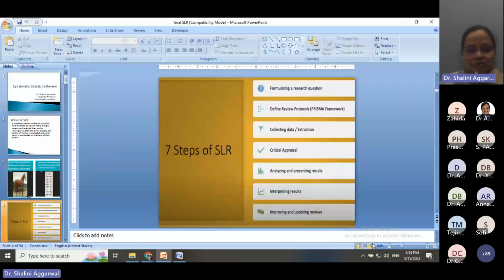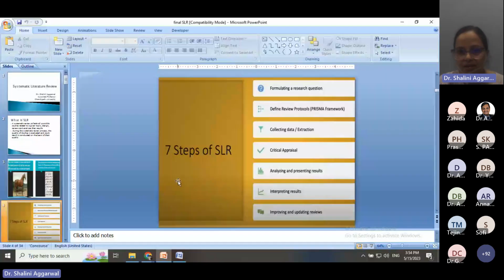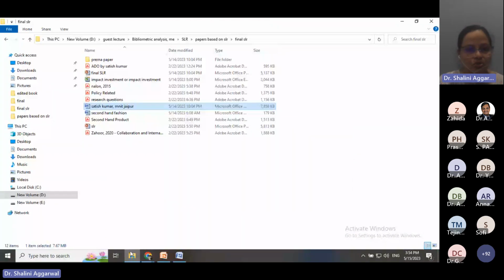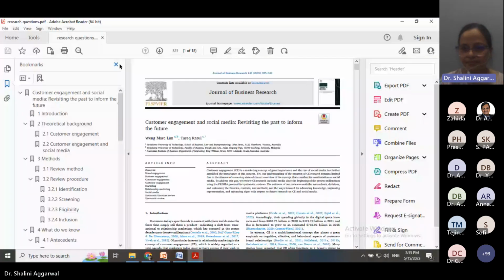So what is the first step when we are talking about the SLR? We will study in depth how we go through each step when we are doing a systematic literature review. First of all, we have to define our area, that is, formulating a research question. Let me take you to a PPT, a paper that talks about research questions. It's opening up. We have to wait for a while. This is one paper.